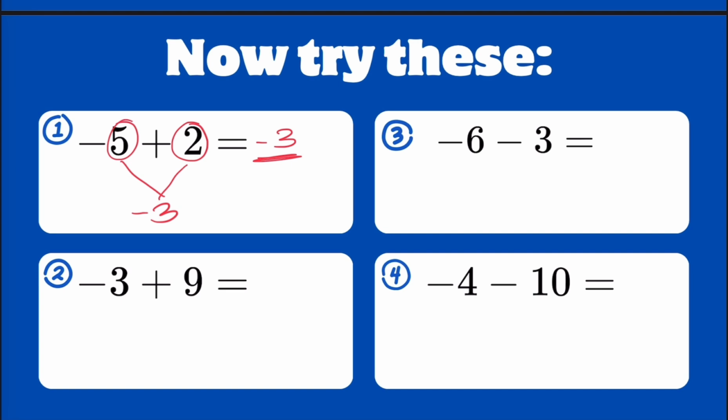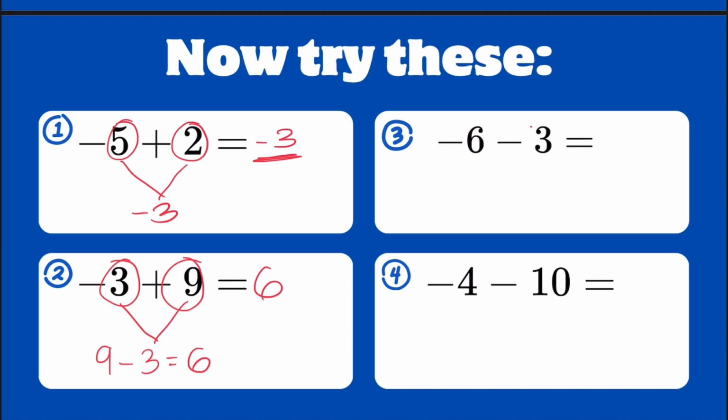Negative 3 plus 9. They have different signs, so what do we do? We subtract them. 9 minus 3 is equal to 6. And 3 versus 9. 9 is a bigger number, so we're going to keep the sign of 9, which is positive. So we just write positive 6.